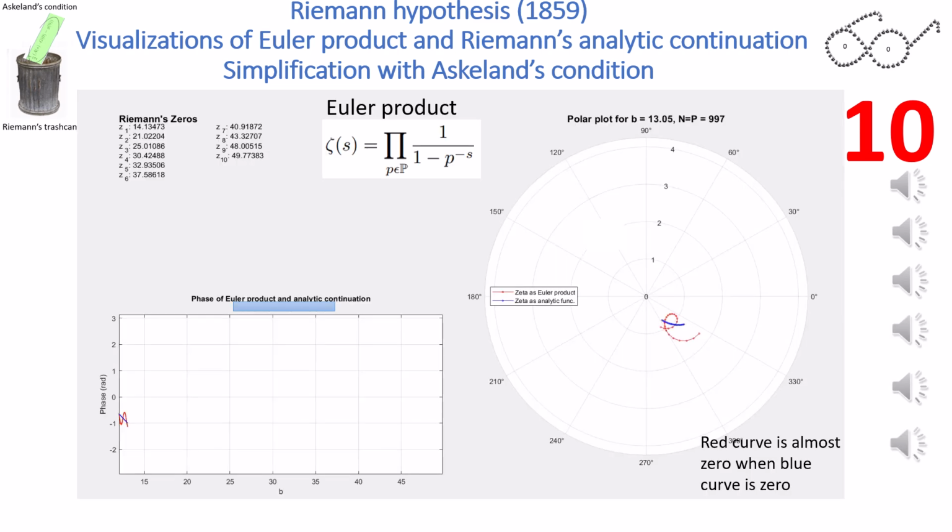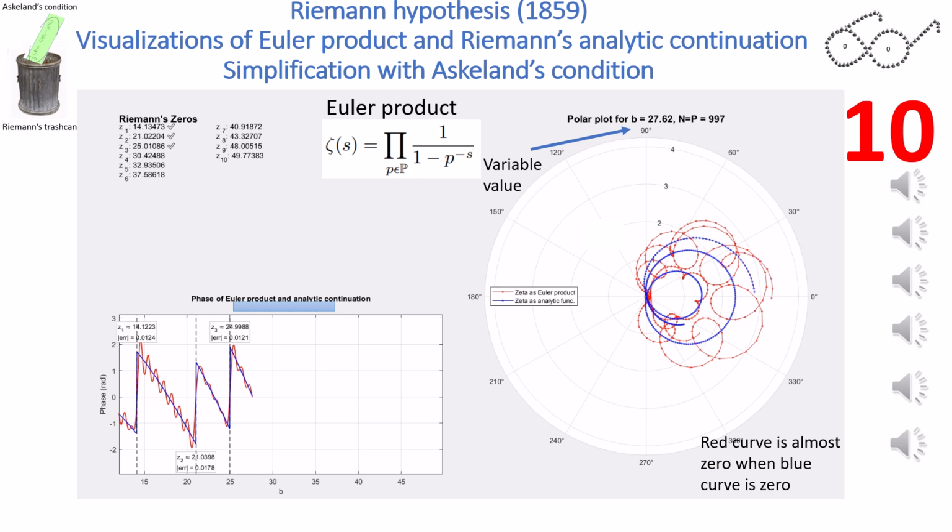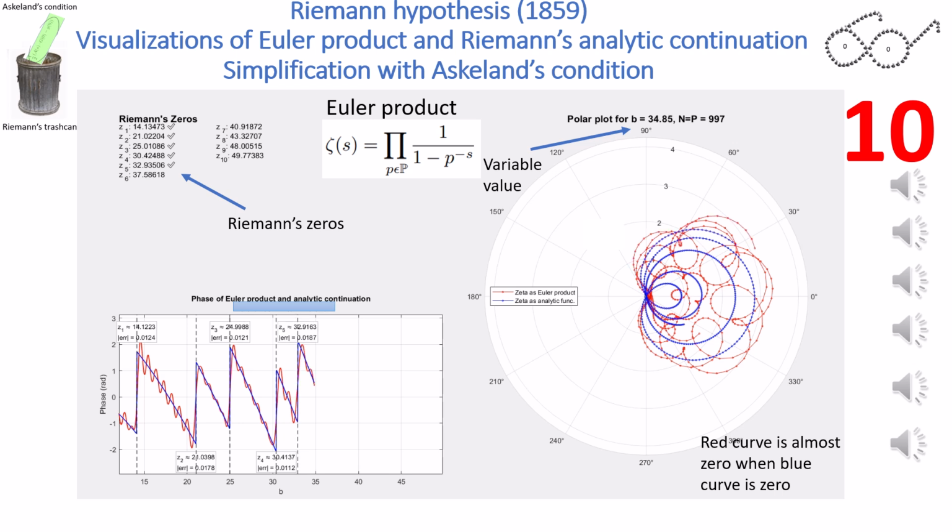In the polar plot on the right-hand side, you can see how the red curve loops around the blue curve. The blue curve is Riemann's analytic continuation. The red curve is the Euler product. Both curves pass through zero for some values of the variable b. These are Riemann zeros, which are listed in the upper left corner.